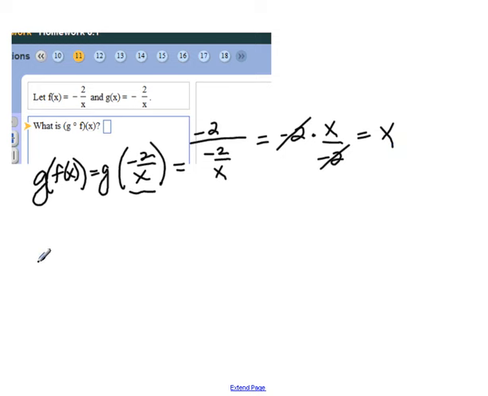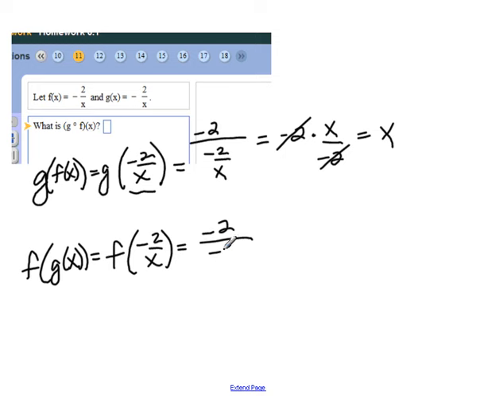The next part of this was to find f composed with g, so f of g of x is actually going to be the exact same thing, right? Because f of g of x, we're plugging the same function into the same function, and we get x. So remember what happens. If g composed with f and f composed with g are both x, that means that f and g are inverses of each other.